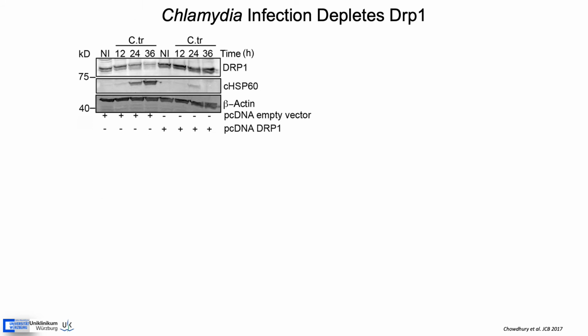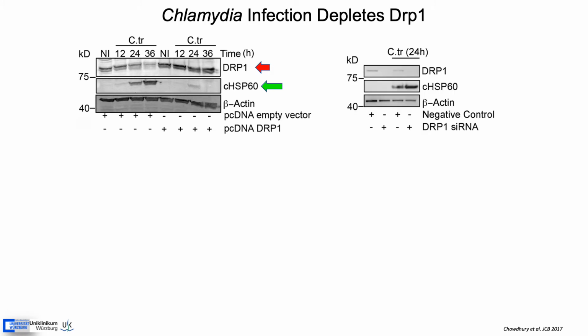To validate that DRP1 and mitochondrial fusion is key to chlamydial growth, we evaluated DRP1 protein expression during chlamydia infection. As you can see, DRP1 protein levels were decreased upon chlamydial infection. When we overexpressed DRP1 using a pcDNA-based vector, chlamydial growth was inhibited. On the other hand, when DRP1 expression was silenced using siRNAs, chlamydial growth was enhanced.